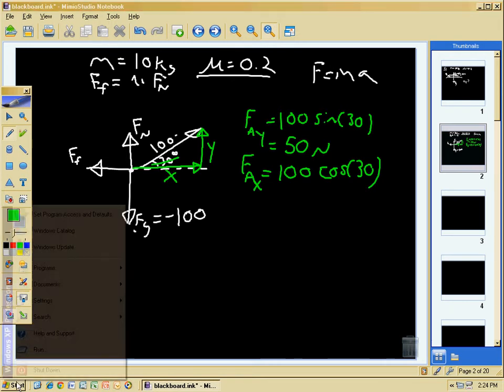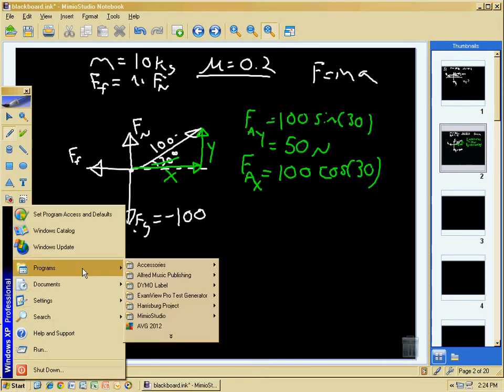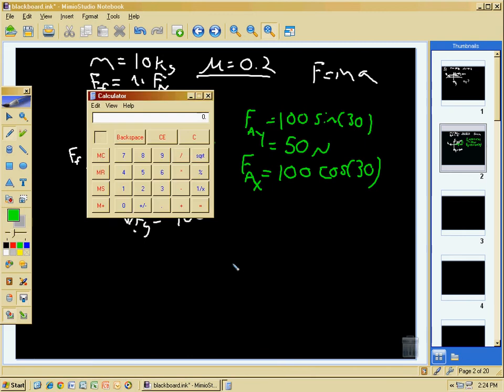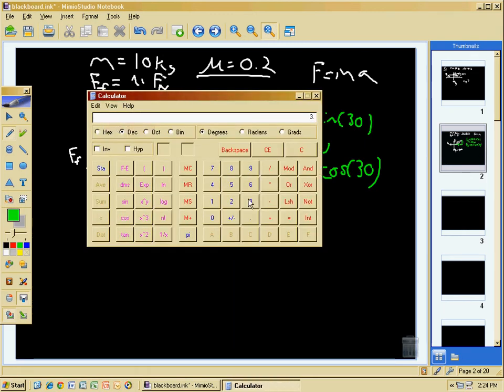Now, I don't remember off the top of my head what that is, so let's go ahead and pull our calculator up here. Sine of 30 degrees. Oh, wait, no, I'm sorry. Cosine of 30 degrees. And then we're going to do that times 100. Gives us 86.6.